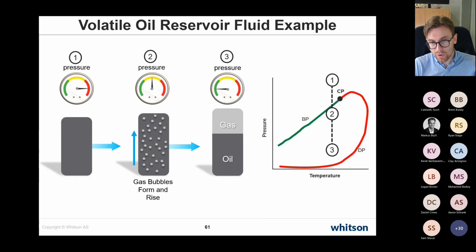But to summarize, a volatile oil well starts near the critical point. As it goes below the saturation pressure, gas bubbles form and rise, and as you stabilize at some lower pressure, you'll have a gas phase and an oil phase. So it's 100% liquid, gas bubbles form and rise, and you get a gas phase and an oil phase.